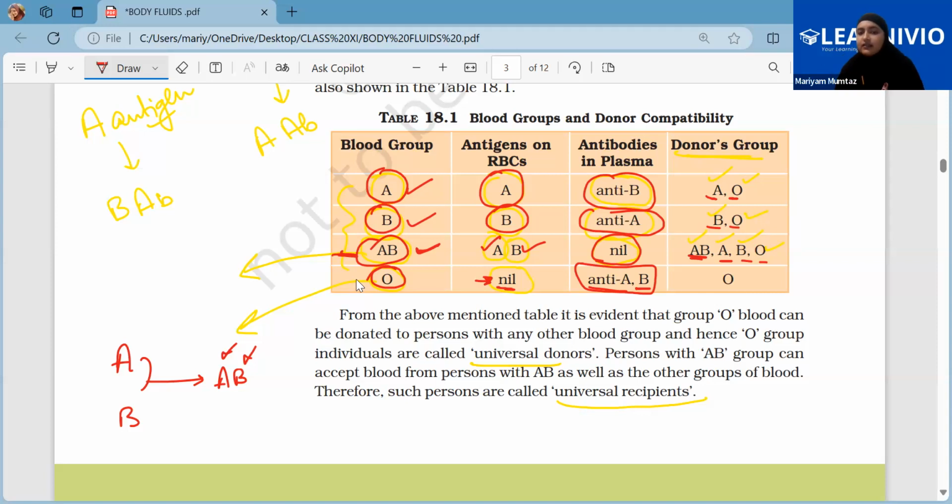If B is donating blood to AB, it has anti-A. It will not affect AB because it is AB, not A. Had it been just A, then it would. Nor will it affect B separately. It has to affect it together because the expression is together. Clear? Yes, ma'am. Clear.